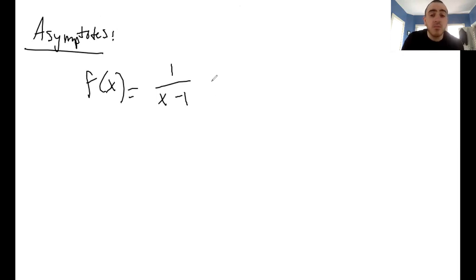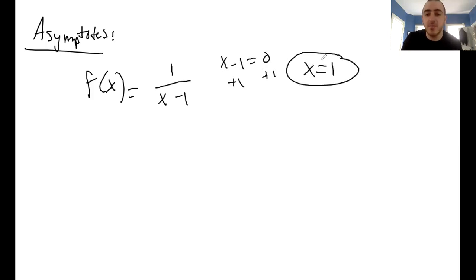To find the vertical asymptote, what we need to do is set the denominator to 0, because that's why vertical asymptotes exist: there's no way in math that you can divide by 0. It just doesn't work. So you can't have a value that makes the denominator equal to 0. So we'll do x minus 1 equals 0, add 1 on both sides, and then I know that there's a vertical asymptote at x equals 1. I'll abbreviate that with VA, vertical asymptote.